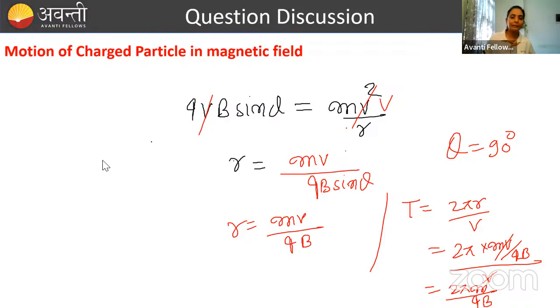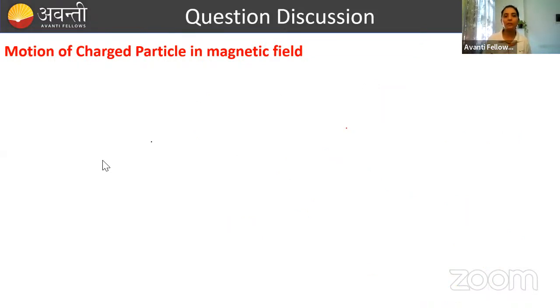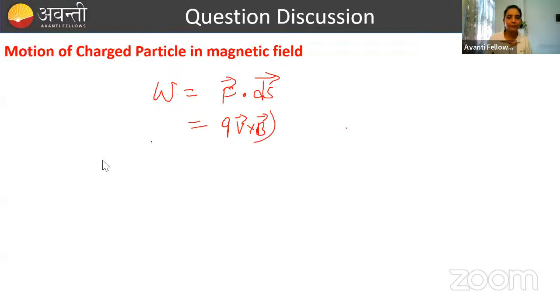One important thing here is that in many places you will get a question like what will be the work done by magnetic force here. So what is the formula for work done? If you remember carefully, it will be F dot ds, right? And here the force acting is what? Q V cross B, something like that. You will take the dot with ds, right?